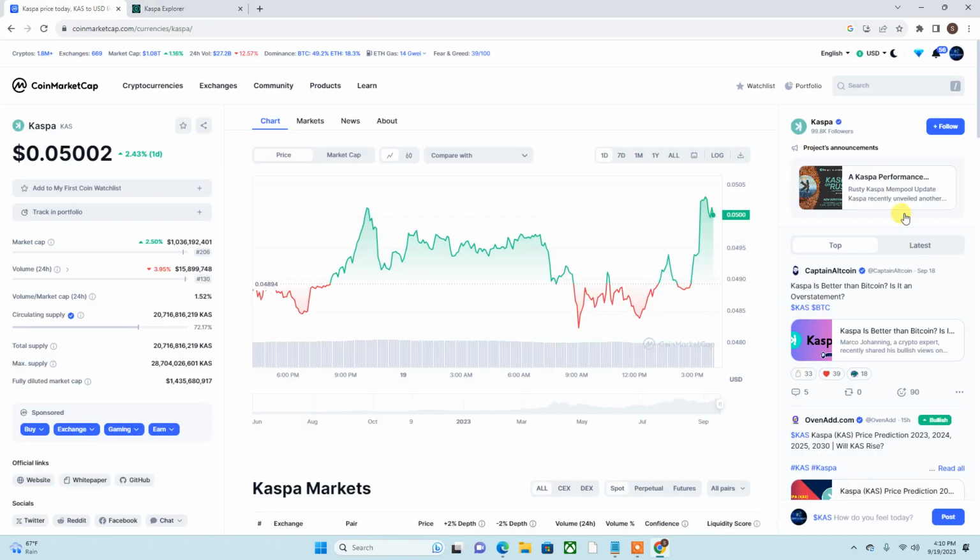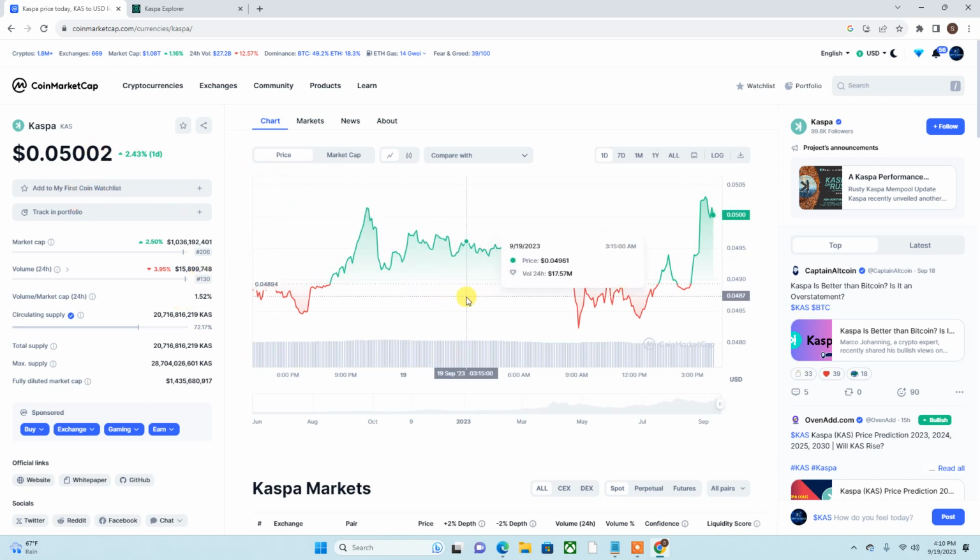like I said, I honestly do see Kaspa hitting the 6 cent. I don't see it happening this week. I really don't, but hey, I could be wrong. As you can see, Kaspa's currently sitting at 5 cents right now. Anything can happen in this moment.